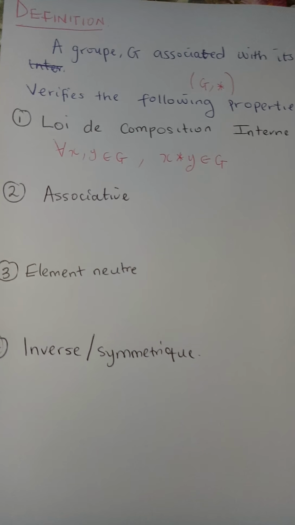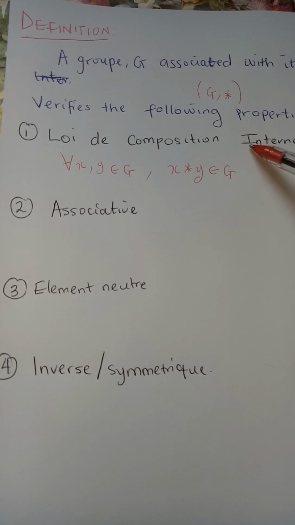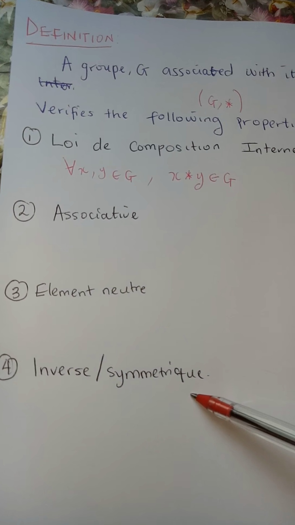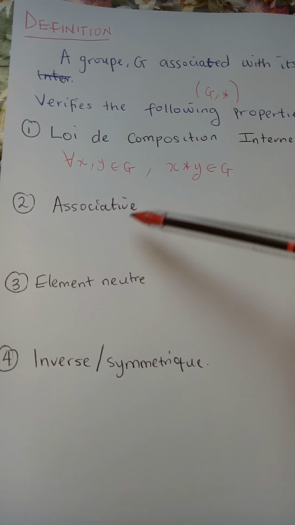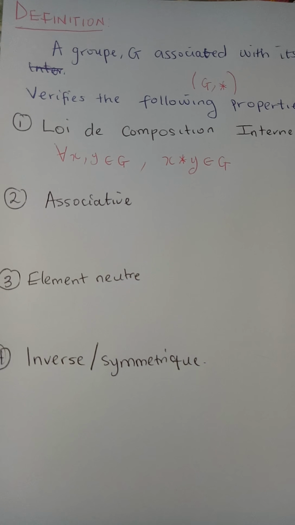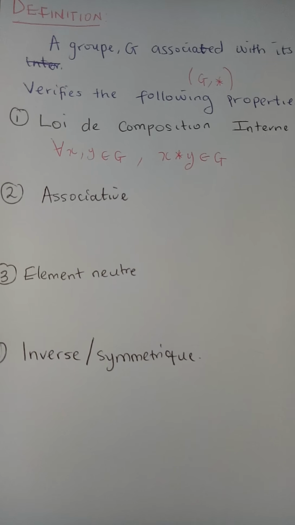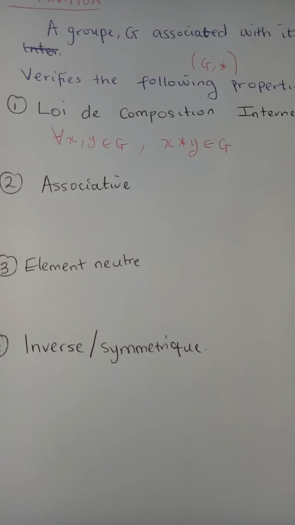And remember, the whole idea about a group is that it cannot verify one and then the other three will not be verified, or it cannot verify 1, 2, 3 and then the symmetry cannot be verified. The four must be verified, they must be true. If one is not true, then it is not a group.